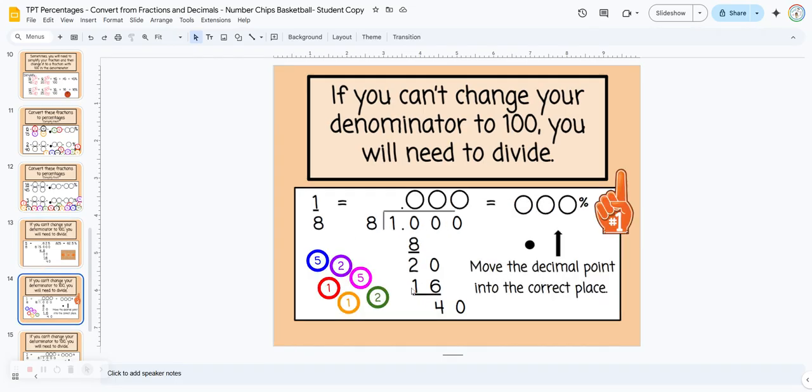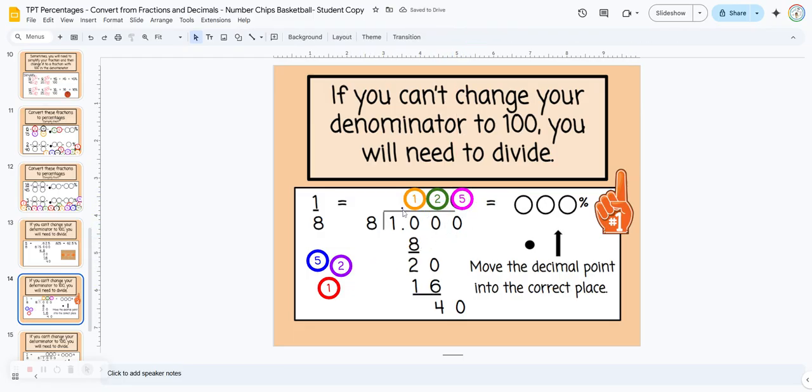The next slide, most of the division is done for them. They just have to move the answer into place. So here 8 goes into 10 one time. Multiply 8 times 1. Subtract, bring down a 0. 8 goes into 20 two times. Multiply, they get 16. Subtract, bring down that last 0. And then 8 goes into 40 5 times evenly.